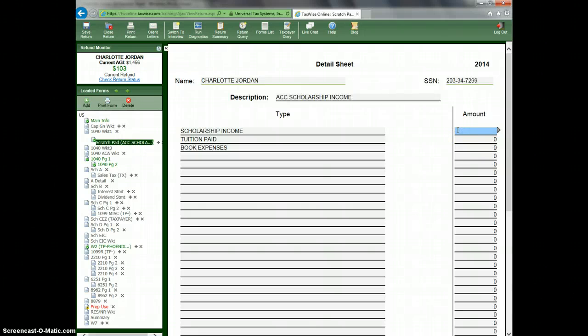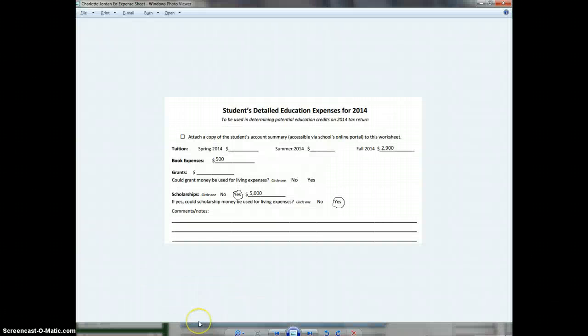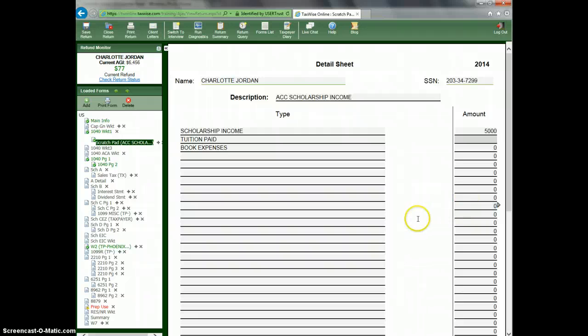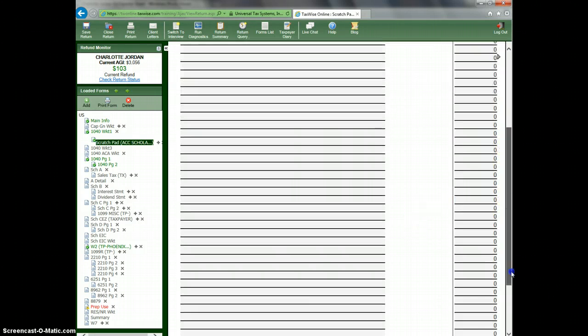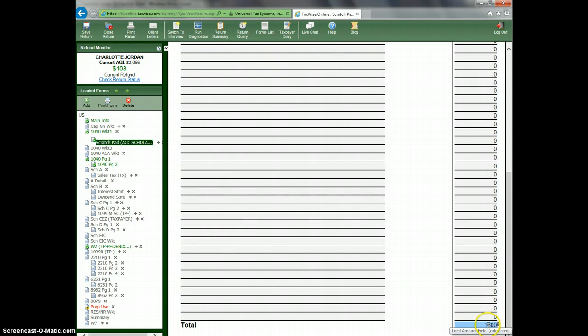The full amount of the scholarship income was 5,000, right? And her tuition amount was 2,900, so we're going to list that as a negative number. And then she also had the $500 in book expenses. If you scroll down, you'll see the 1,600 is the total scholarship income being reported on the return. That actually didn't change anything on her return. It made her AGI go up, but it didn't change her refund amount.